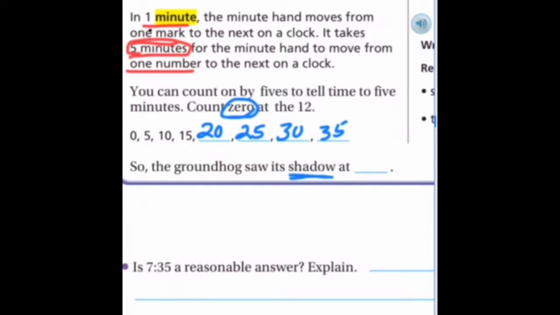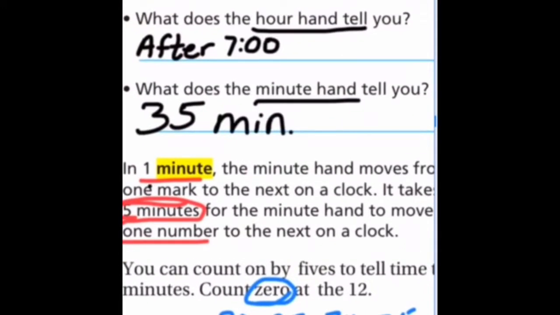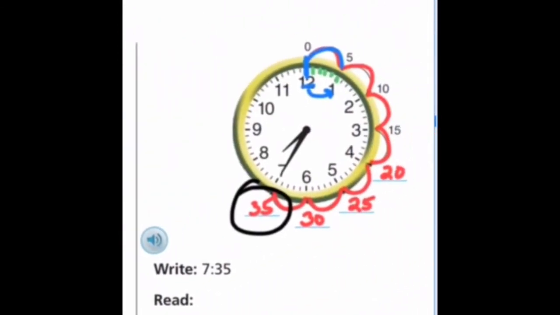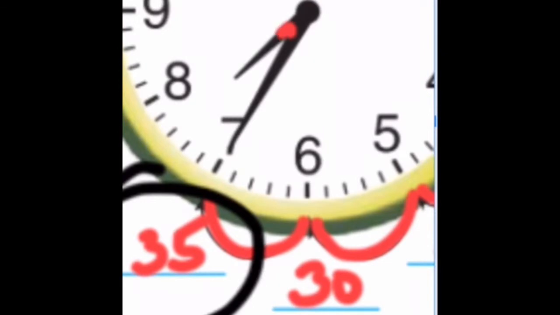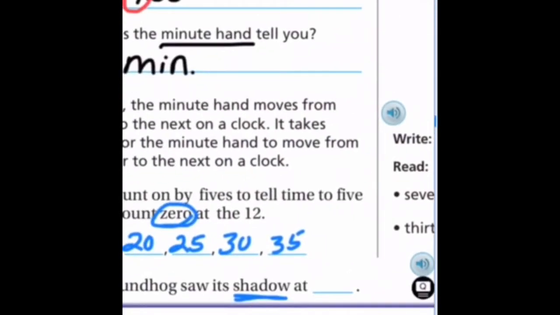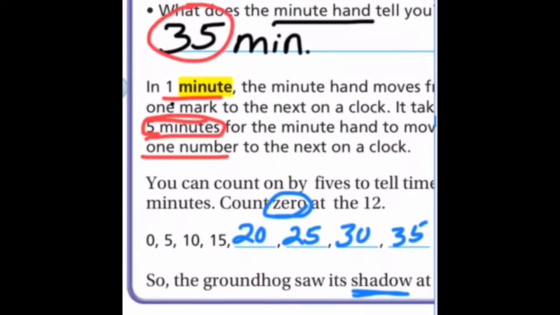So what time did the groundhog see its shadow? Well, we have to go back up here. We know it was after the 7 o'clock hour, so it's 7 something. It was not quite to the 8 o'clock hour yet, right? So it's 7 something, and then the minutes were 35. So the time is 7:35.